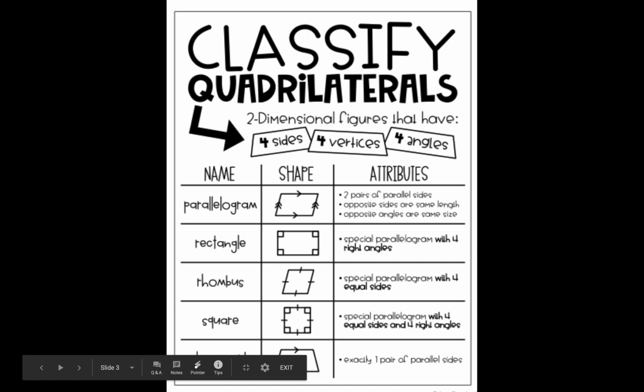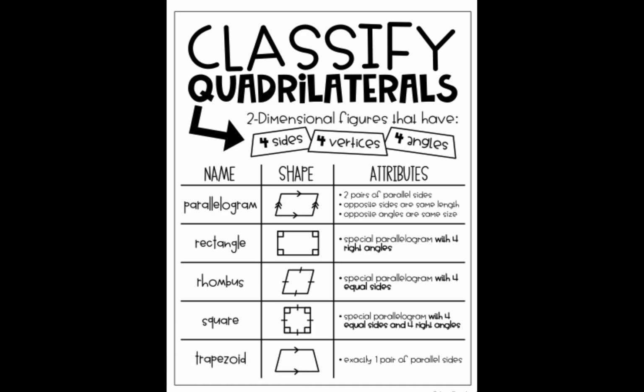Classify quadrilaterals: two-dimensional figures that have 4 sides, 4 vertices or corners, and 4 angles. The first one is a parallelogram. Try to say that out loud. Parallelogram. That's what the shape looks like. And then the attributes or properties of a parallelogram. They have 2 pairs of parallel sides. The opposite sides are the same length as each other, and the opposite angles are the same size.